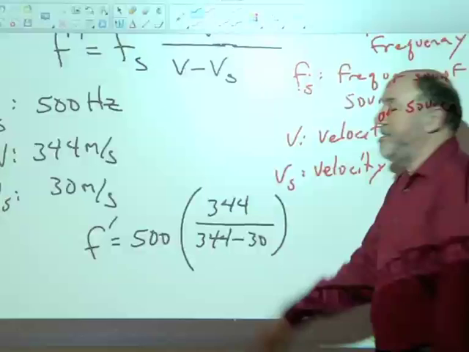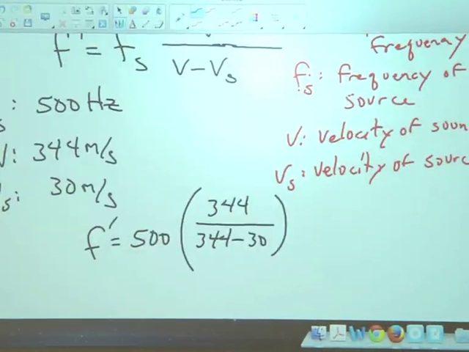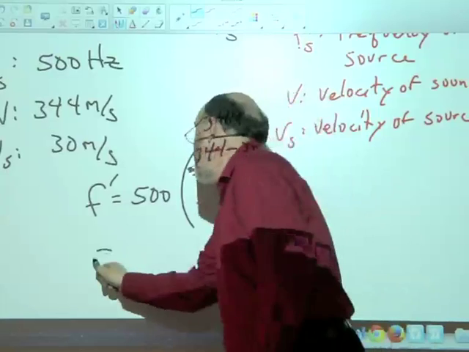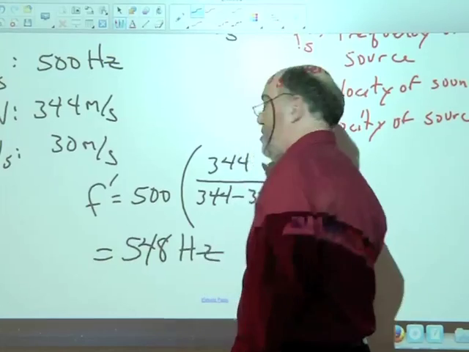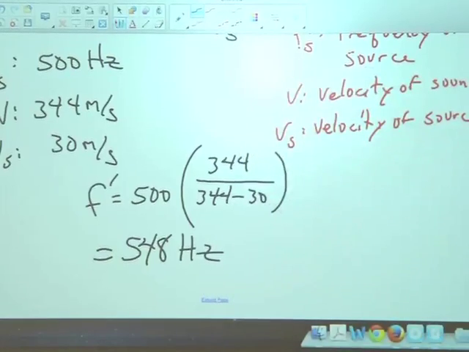Of course, in this case the bottom part, doing the bottom subtraction is fairly simple, so it may make it easier in terms of plugging it into the calculator if you do that. That gives 547.77, so let's go with 548. We'll just round up. So you should end up in this case with basically 548 hertz.